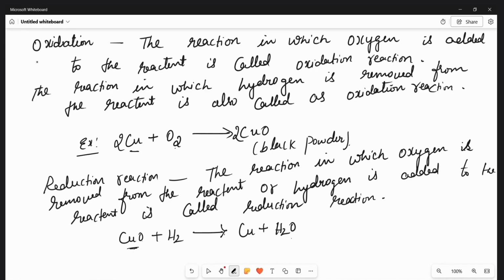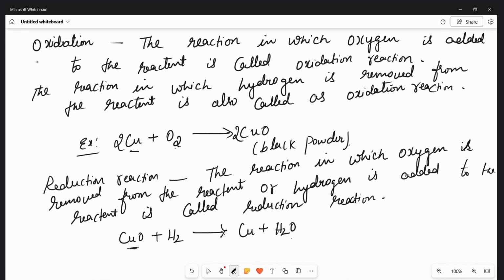But most of the reactions will be redox reactions. Redox reaction means there will be reduction as well as oxidation. Both will be there, so we call it a redox reaction. If oxygen is removed from one reactant, it will be added somewhere to the other reactant. Then there is oxidation as well as reduction.